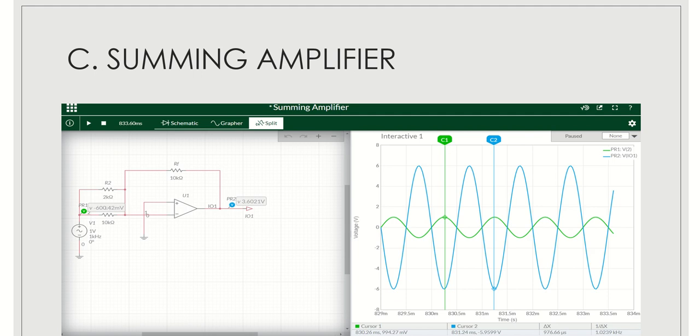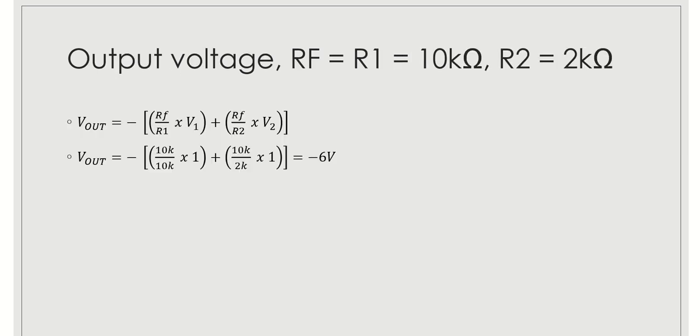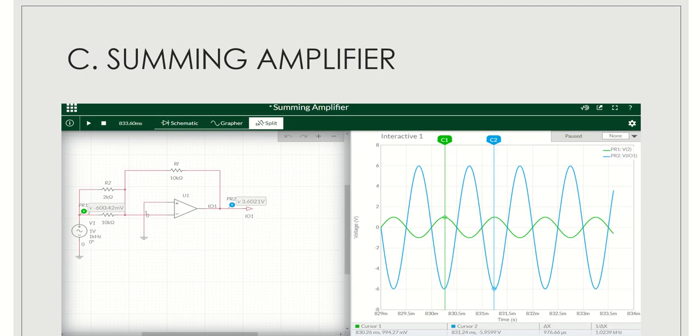Next, the R1 and RF equal to 10 kilo ohm and R2 equal to kilo ohm. For the calculation, I've got negative 6 volt. And in the waveform, I've got negative 5.9599 volt. This blue one.